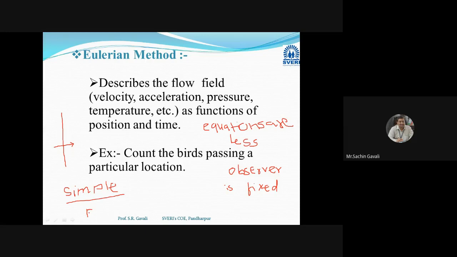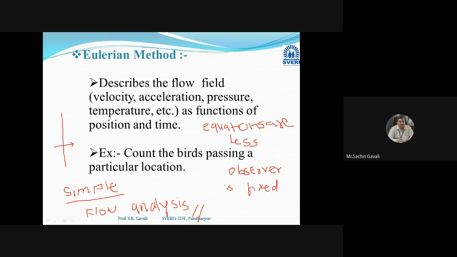So which method? The Eulerian method, for fluid flow analysis. Henceforth, all the flow properties in fluid mechanics we are calculating with the help of the Eulerian method. We are not going to use the Lagrangian method because it is cumbersome and complex.